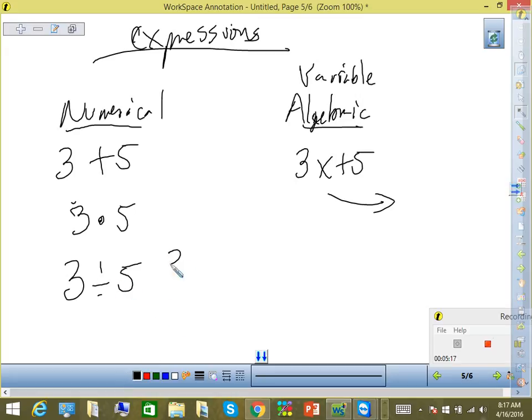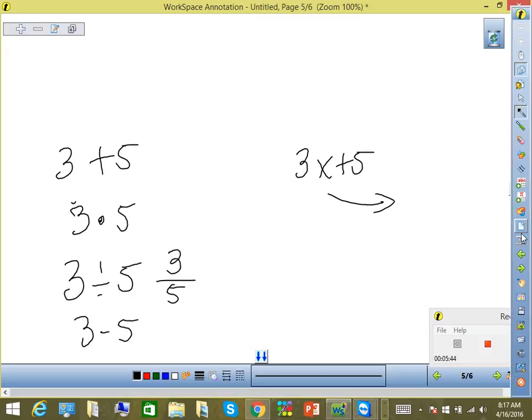And by the way, this becomes like a fraction. Is that correct? Okay. And who can give me the last one? Let's see. Seabass. Bam. 3 minus 5. All right. So everybody gets the idea, right? Numericals just have numbers and operations. Variables have numbers and operations, and they include variables. So let's get started with some of these.